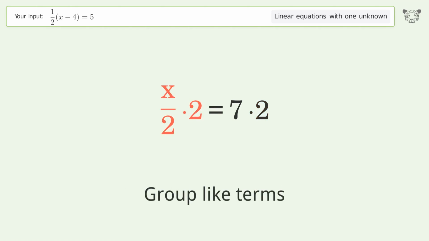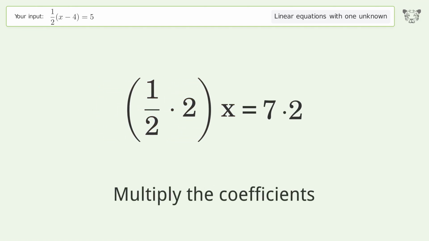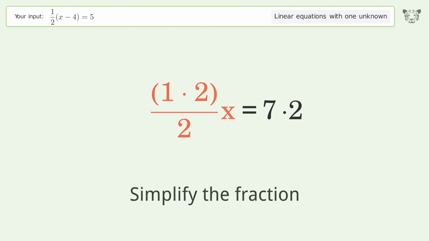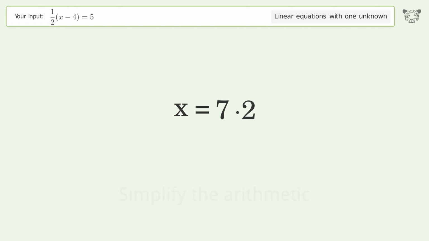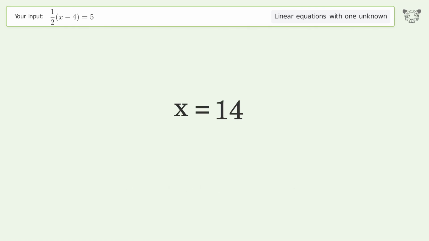Group like terms. Multiply the coefficients. Simplify the fraction. Simplify the arithmetic. And so the final result is x equals 14.